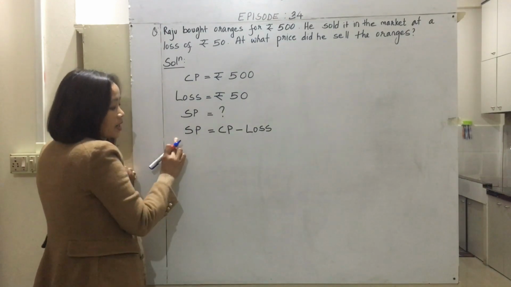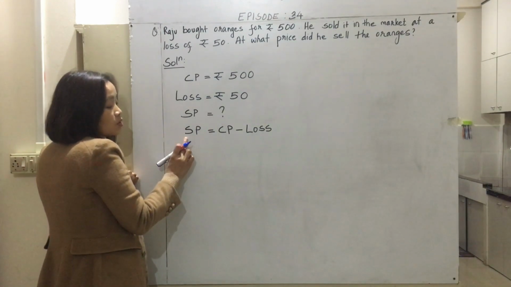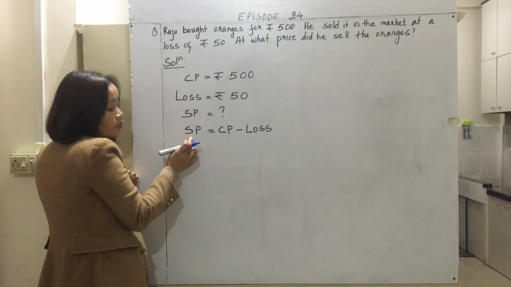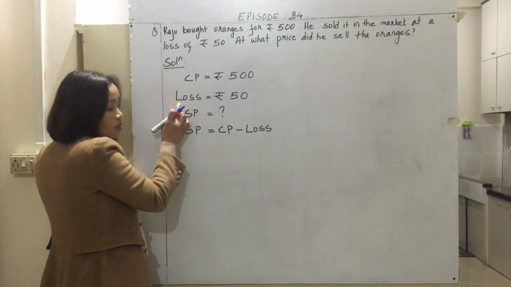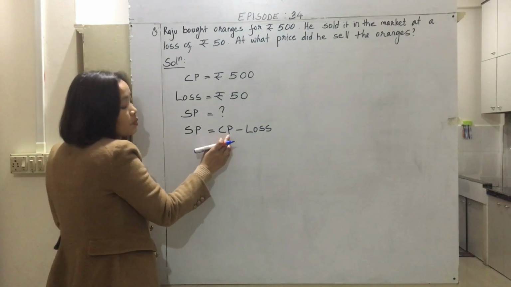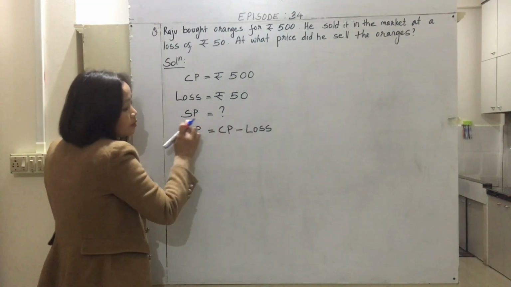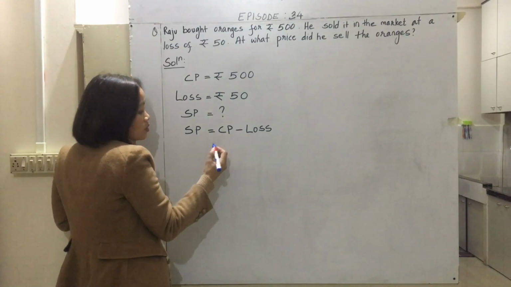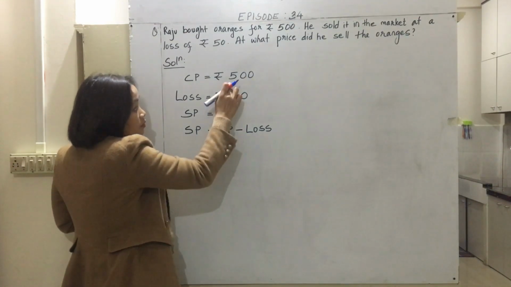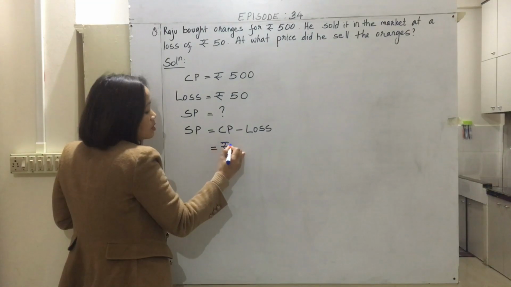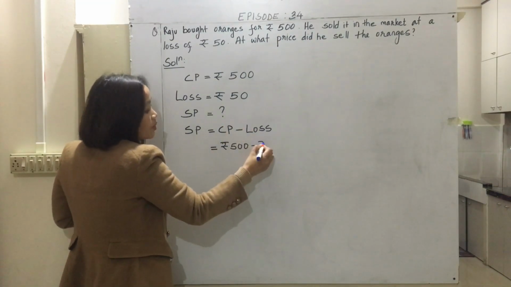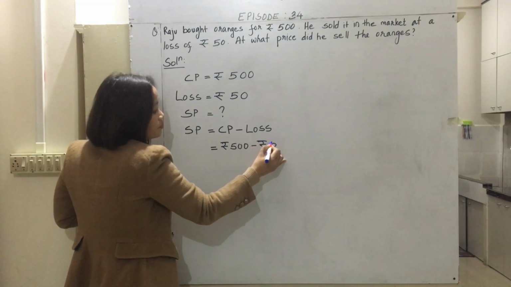To find out the SP when there is a loss, the formula is CP minus loss. I want you to learn by heart this, right? So CP minus loss. Then what is CP here? 500. We write rupees 500 minus loss is rupees 50.